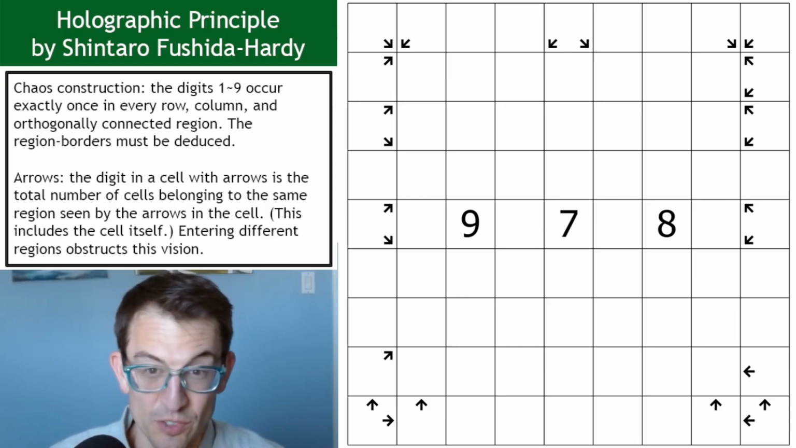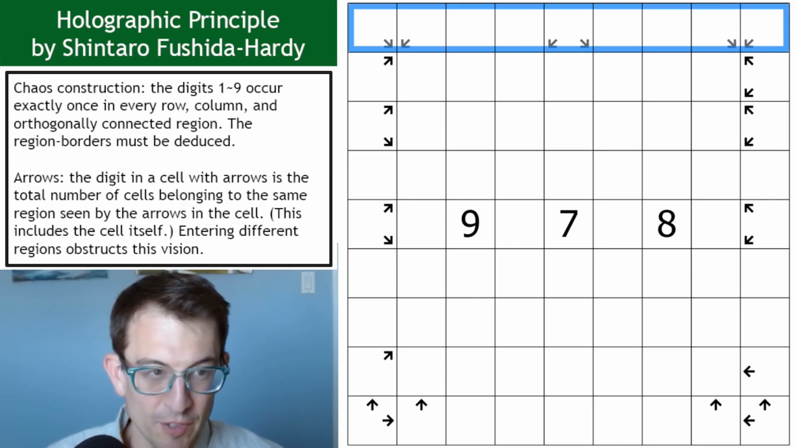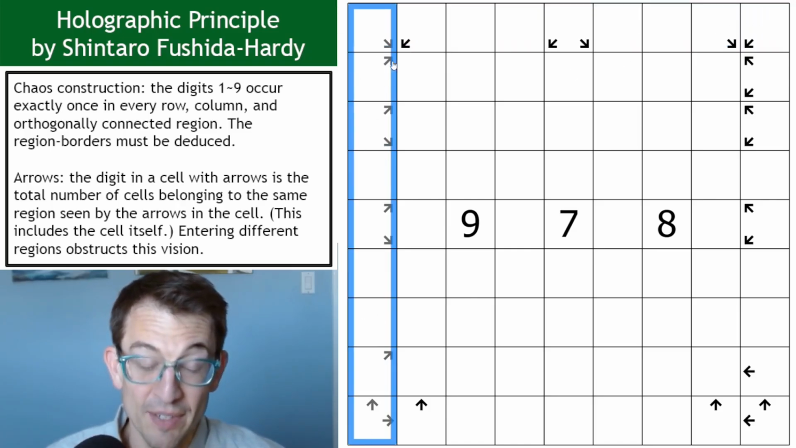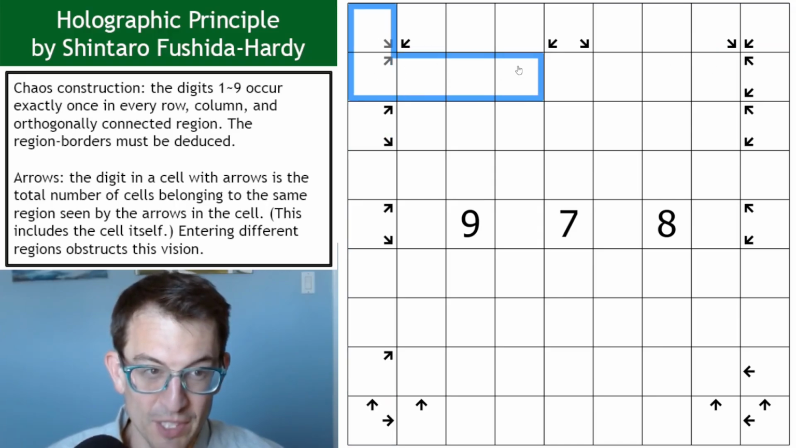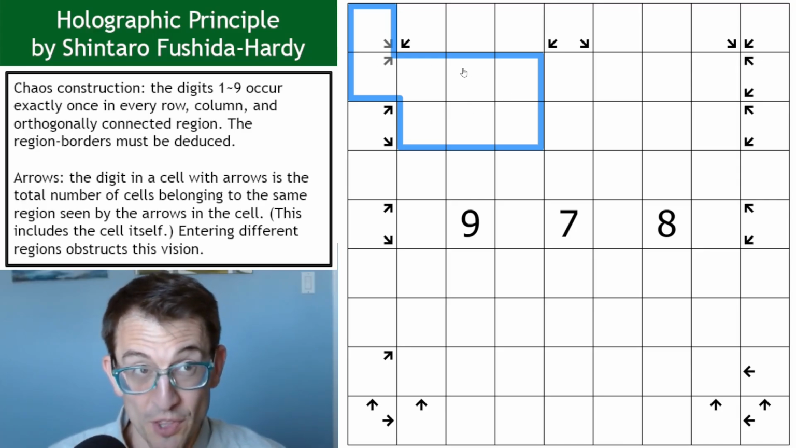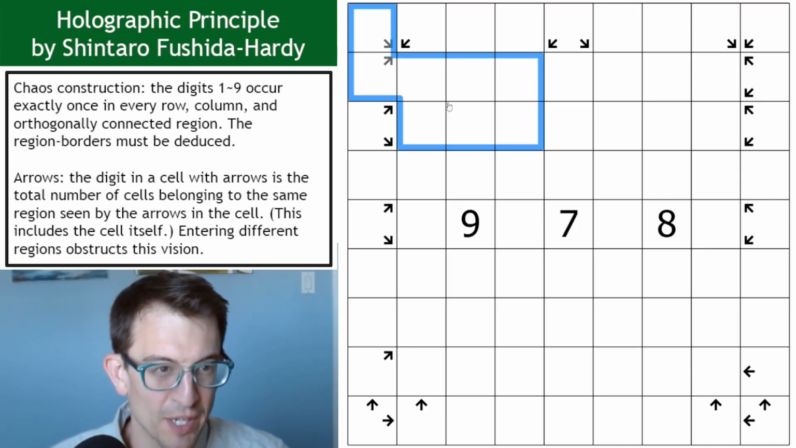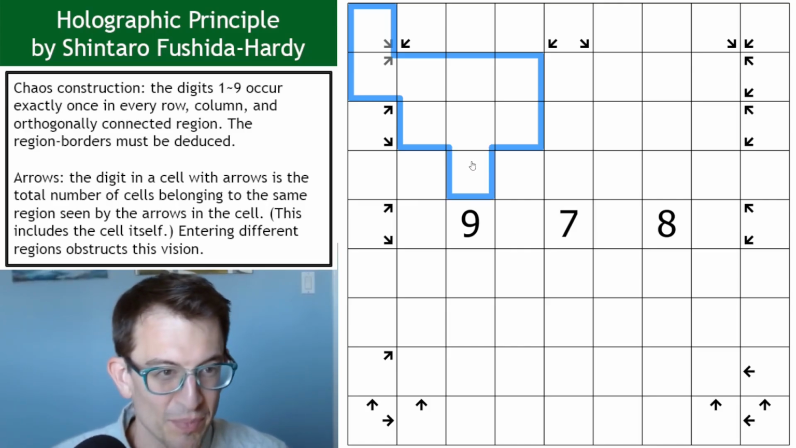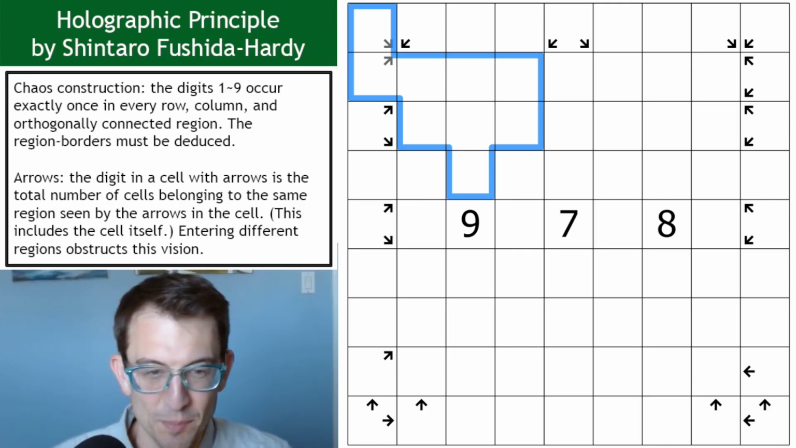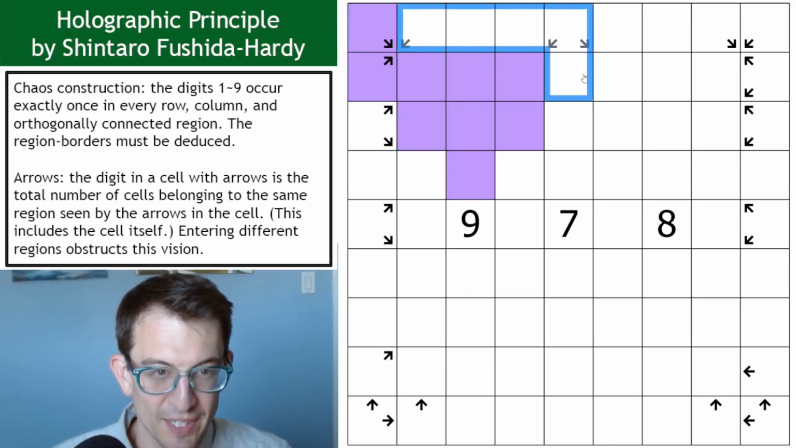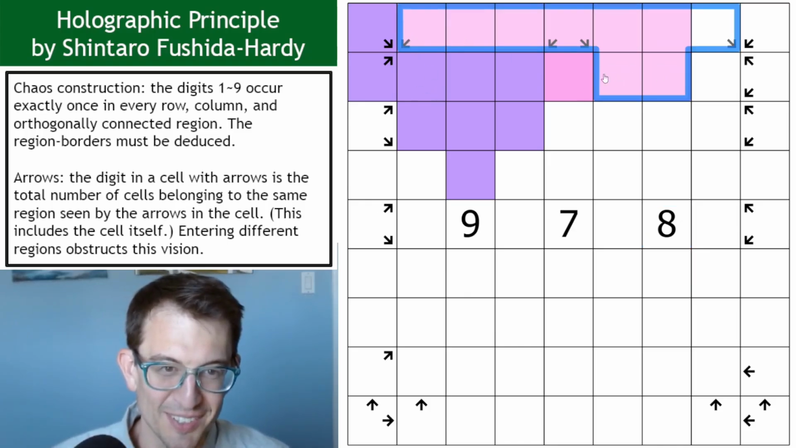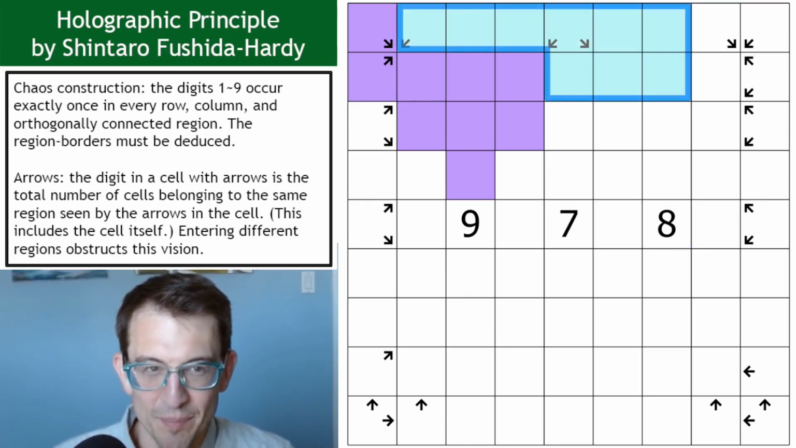It's a chaos construction. So like Sudoku, it's actually a Latin square rule. The digits 1 to 9 are going to be in every row, every column. But instead of every 3 by 3 box, there are going to be 9 regions of 9 cells each. Those regions will be orthogonally connected, but they can be in any shape they want. So this might be a region. And let's say I made this purple. Then I might have another region, that might be another region. And so if I had something like this, that's too close together in color for me, something like that maybe.